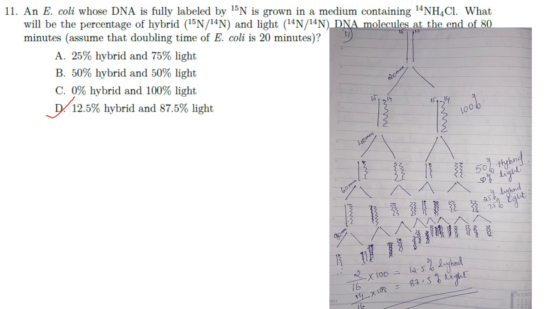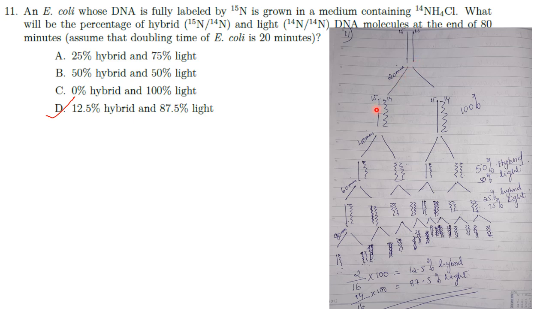The next one. An E. coli whose DNA is fully labeled by N15 is grown in a medium containing N14H4Cl. What will be the percentage of hybrid, that is N14, N15, and light N14, N14 molecules at the end of 80 minutes? Assume that the doubling time of E. coli is 20 minutes. So first, E. coli is having N15 DNA, and DNA replication is semi-conservative.